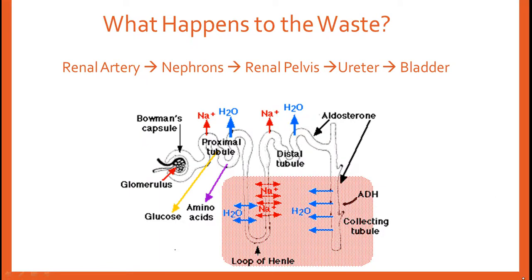So what happens to it? So there's our Bowman's capsule. We've sort of straightened out the nephron right here, okay, so it's not so convoluted. And so the glomerulus, remember, that's the blood coming in. Here's our Bowman's capsule. See how it's encapsulating it, right?